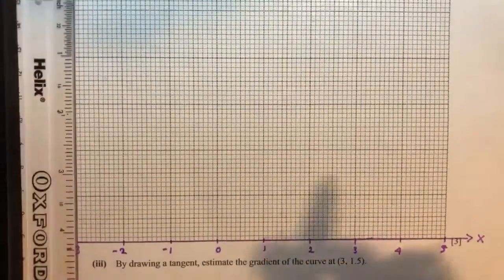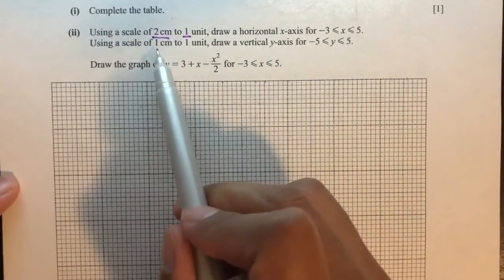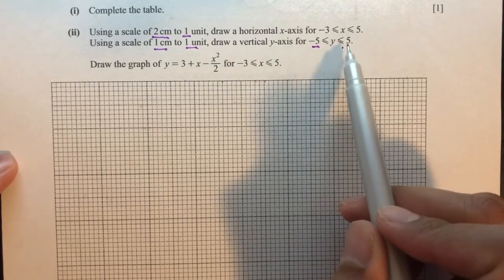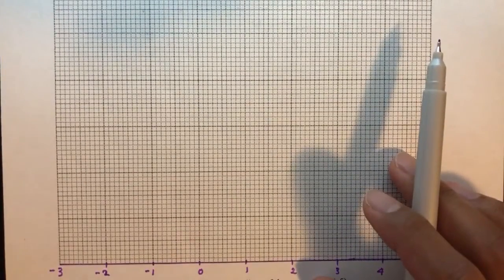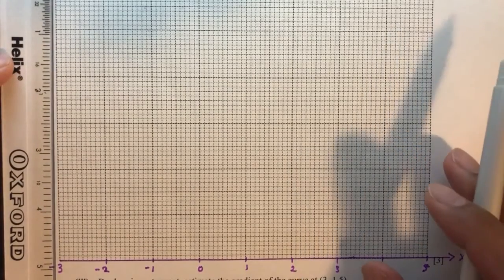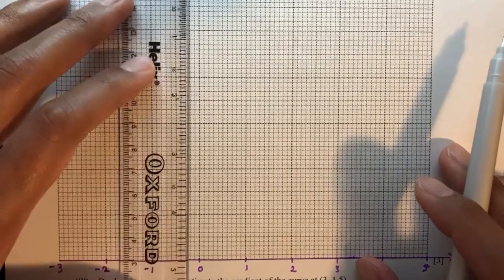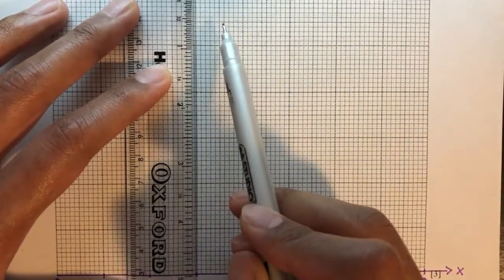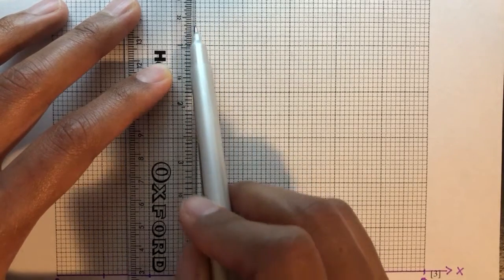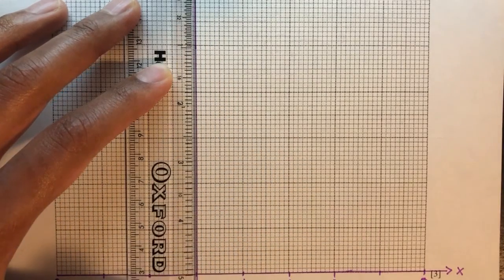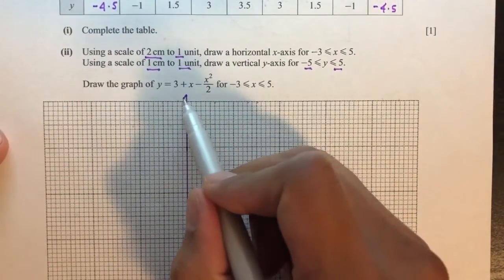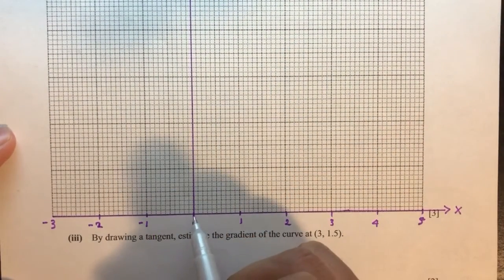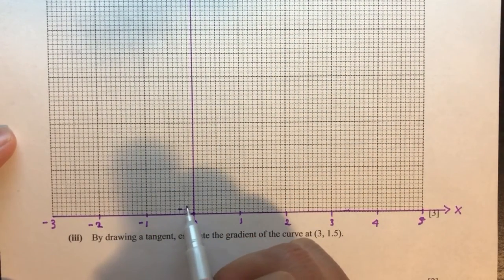And this will be the y-axis. It says y will be 1 centimeter to 1 unit from minus 5 to 5. So I did make a mistake, I should have begun at minus 5. That is okay, we can rectify this. So let's draw this straight line at the point 0 at least, and we can find where to put minus 5. This will be the y-axis, and this should be the minus 5 point.